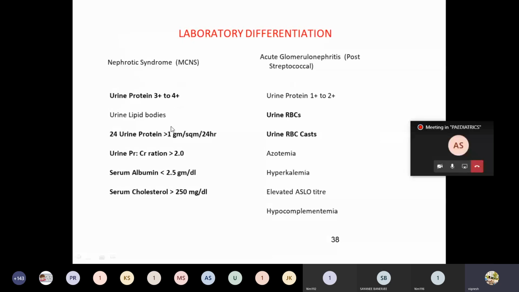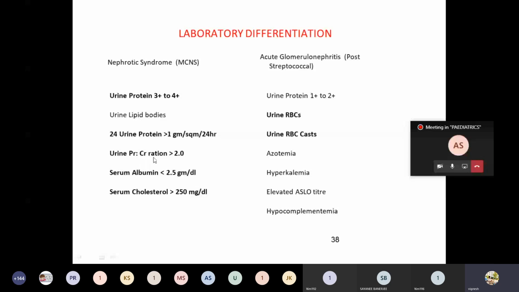So, how to differentiate laboratory-wise AGN from nephrotic syndrome? Urine protein is massive in nephrotic syndrome, 3 or 4 plus, here 1 or 2 plus. Urine lipid bodies will be present in nephrotic syndrome, but in AGN RBCs will be present. Here you are going to see WBC casts, there RBC casts. Please keep in mind, this is RBC cast, this is WBC cast, and here you will see urine lipid bodies. This is a diagnostic feature of nephrotic syndrome. 24 hour urine protein more than 1 gram per body surface area. Here, in AGN, you are going to see RBC casts, as already told.